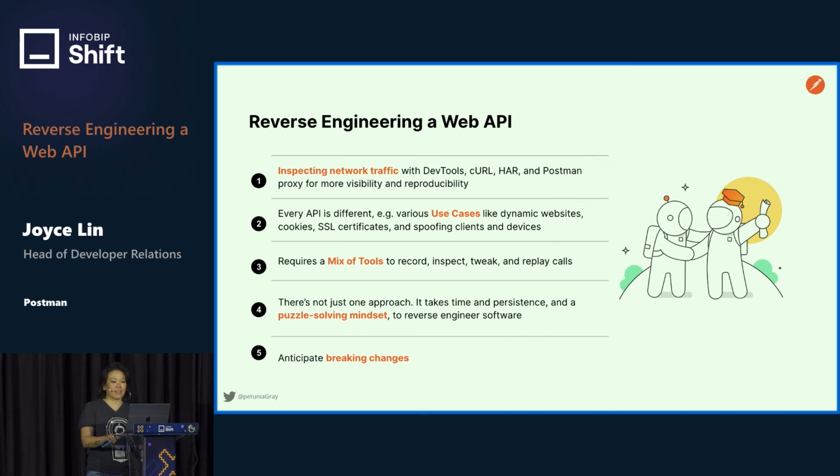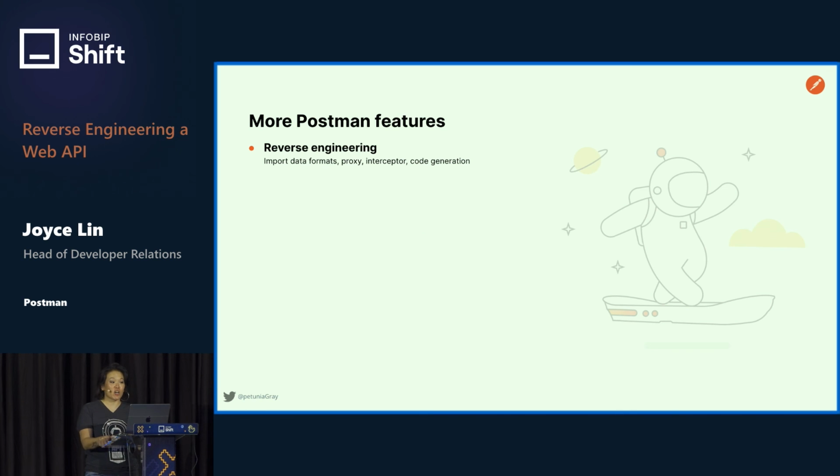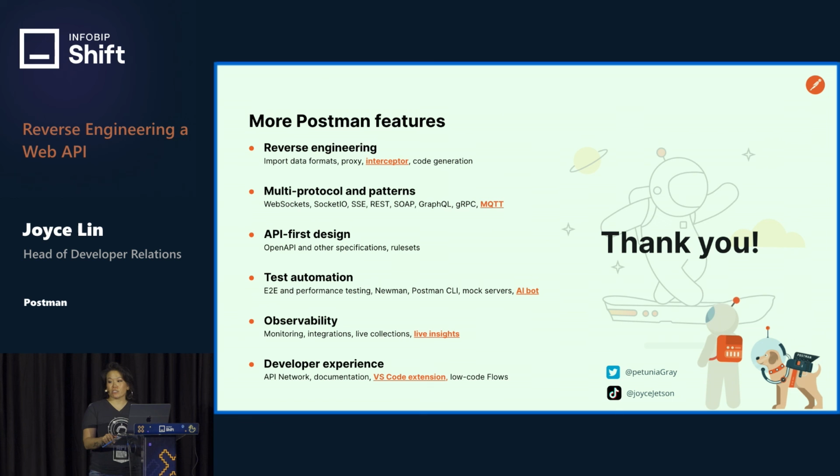If you were hoping that this was going to be a how-to Postman talk, we covered a teeny tiny sliver of Postman features. We talked about data formats, proxy, interceptor, code generation, generating those code snippets. But there's a ton of other stuff that I'd be happy to talk to you about.